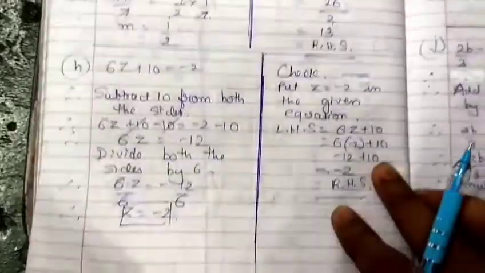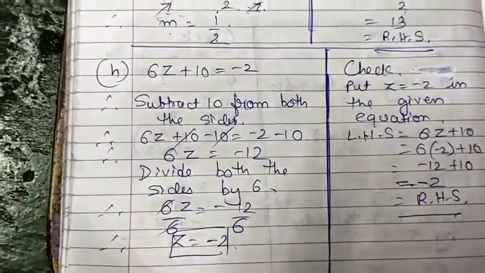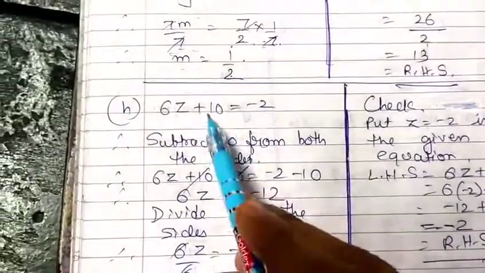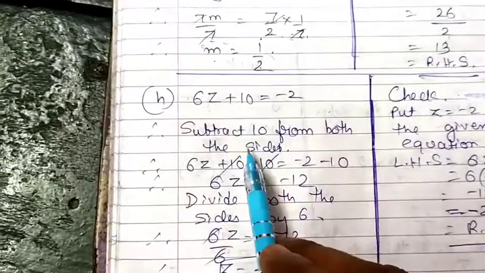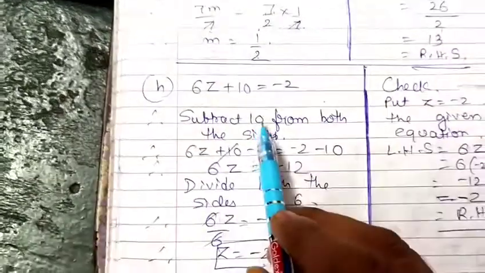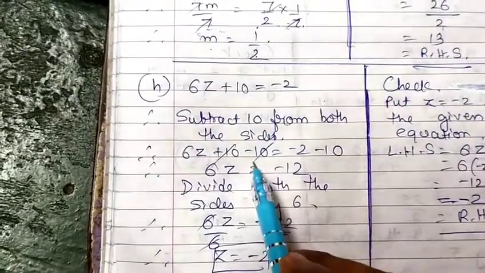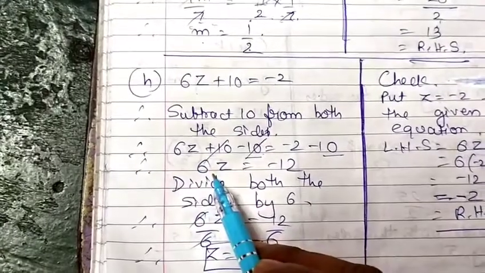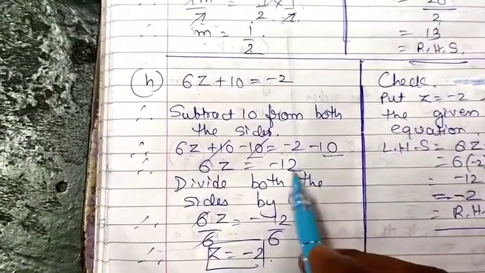Now next one, 6 times z plus 10 equals to minus 2. Now dear student, here either you subtract 10 from both the sides, or you can transpose this 10 toward your right hand side. By transposing, positive 10 will become negative 10. Now here I have done with the first method, that is if I subtract 10 from both the sides, the positive 10 and negative 10 will get cancelled. Here 6 times z will be left, and minus 2 plus minus 10 gives minus 12.